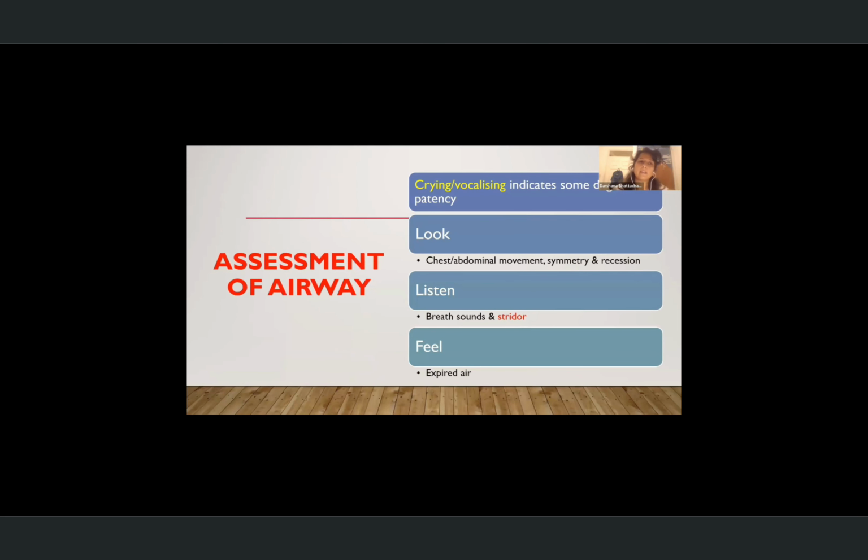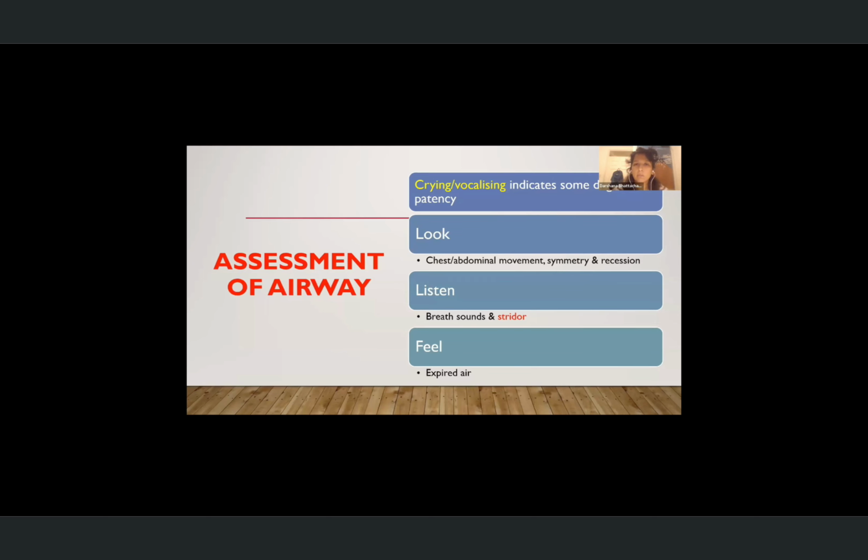So when assessing the airway, in the very simplest of terms, if you have a child in front of you that is crying and or vocalizing, this indicates that their airway is probably quite well patent. Obviously, if the child's consciousness level is depressed or they're making strange noises, then you might want to just quickly use the look, listen, and feel technique just to have a slightly better look. And again, this overlaps with the breathing side.